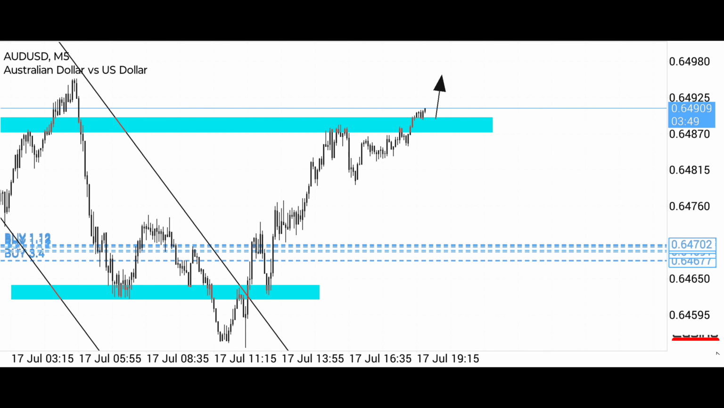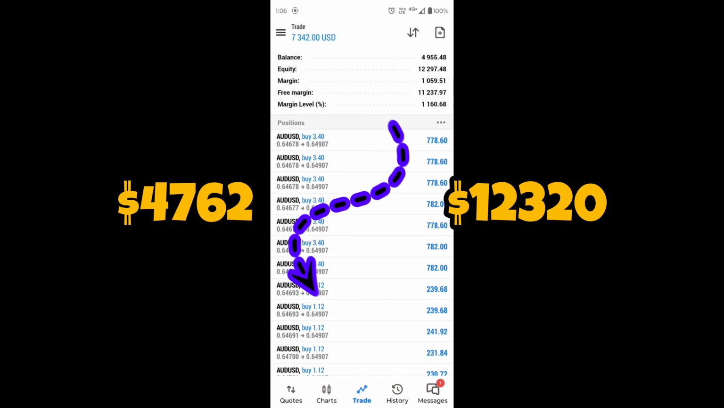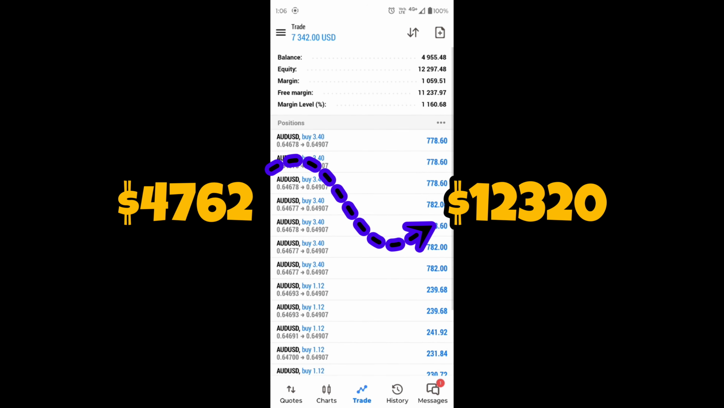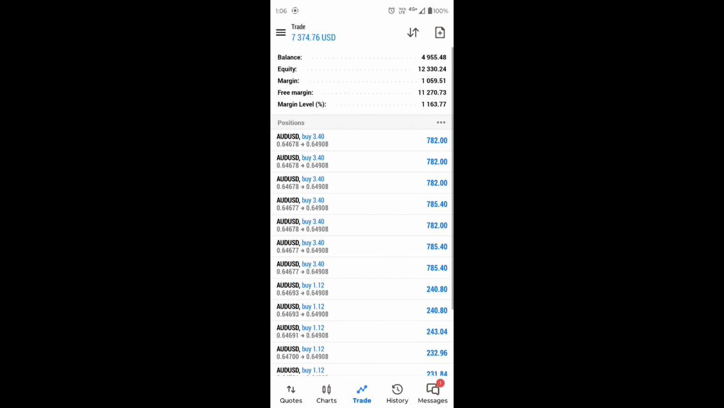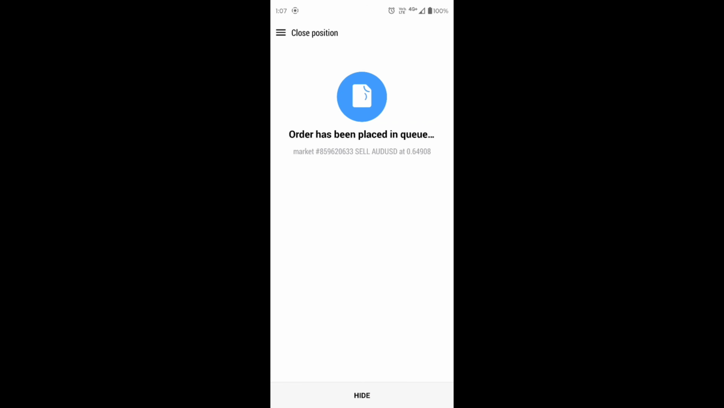Now we close the trade. Guys, our current profit is $7,300. We had $4,762 in our account, which has become $12,320 after profit. We have generated this profit only from trendline breakout. If you have knowledge of the right strategy, then you can become a profitable trader in any market.